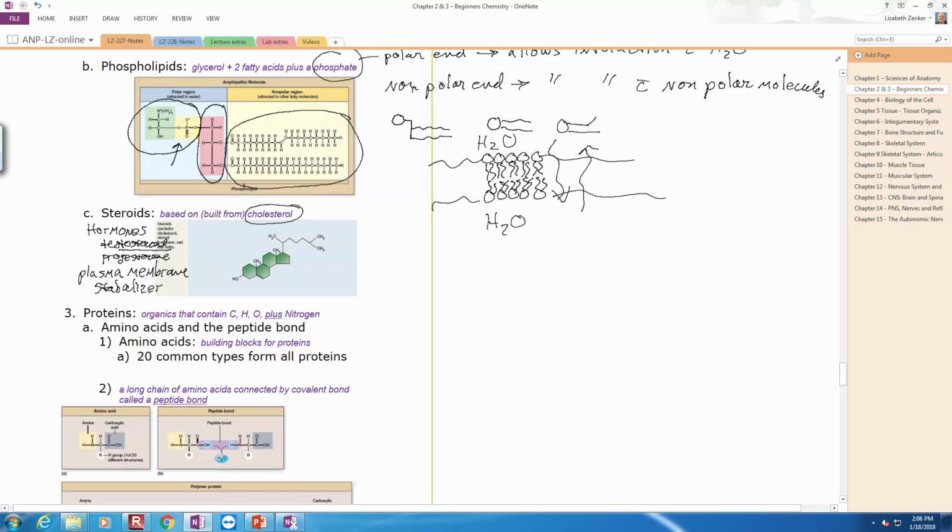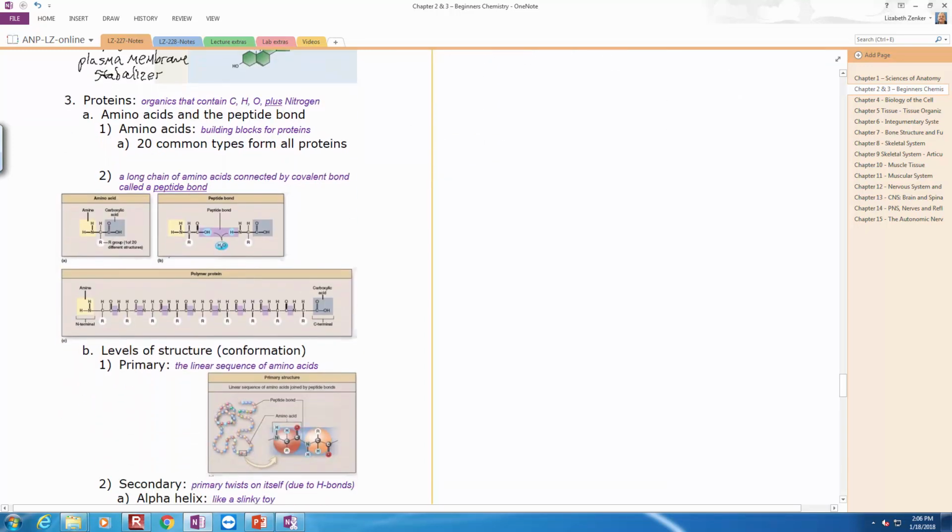And now let's look at protein. So we looked at carbohydrates, we looked at lipids. Now let's look at proteins real quick. So proteins are organics that also contain C, H, and O, carbon, hydrogen, oxygen, plus nitrogen, new kid on the block, right? No, I never liked that band, just so you know.